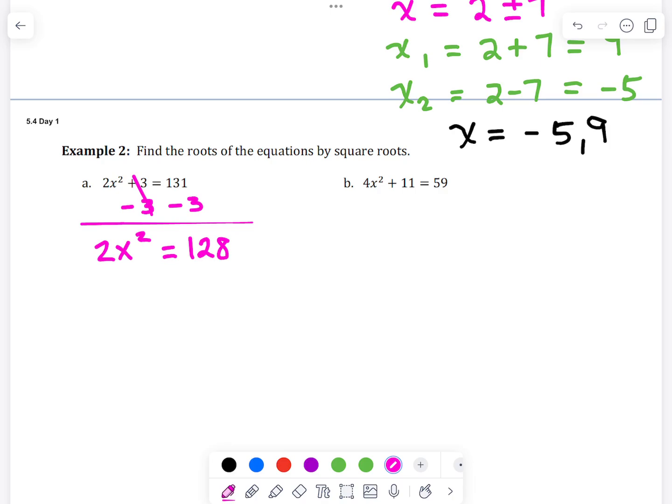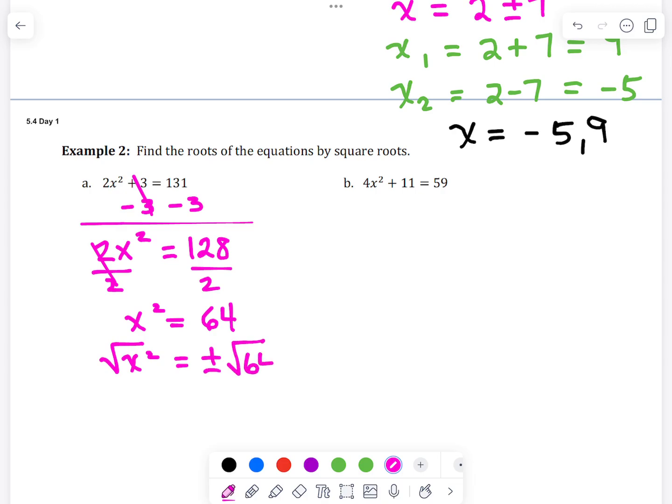Then we're going to undo the 2. So we're going to divide both sides by 2. And we're left with 64 on the right. Now we can go ahead and apply the square root property. We take the square root of both sides. Don't forget the plus or minus in front of that square root. And then we simplify. The square root of x squared is x. The square root of 64 is plus or minus 8.